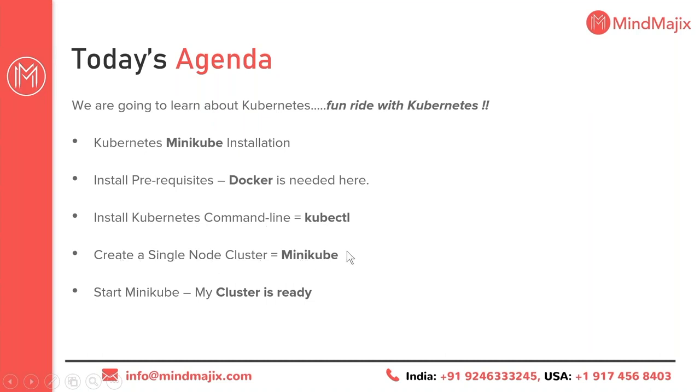Then we will create the single node cluster, which is my minikube. So my minikube cluster will be ready here, and we will start this minikube cluster. Right, so my cluster is now ready to go. Now I can start deploying applications.